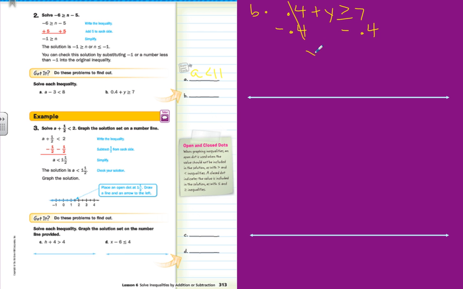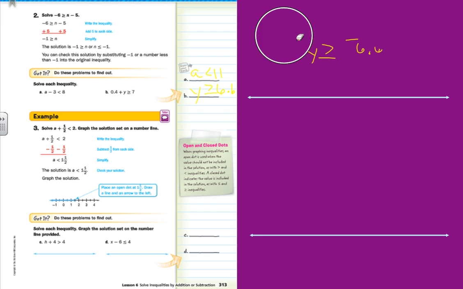Those will cancel out. I can bring down my y and my greater than or equal to sign. And then I have 7 minus 4/10. If you can't do this in your head, just make sure your decimals are lined up here. That'll change to a 10, so you'll have 6, and this will change to a 6, so you'll have 6 and 6/10. This just told us to solve again, so our answer is y is greater than or equal to 6 and 6/10.